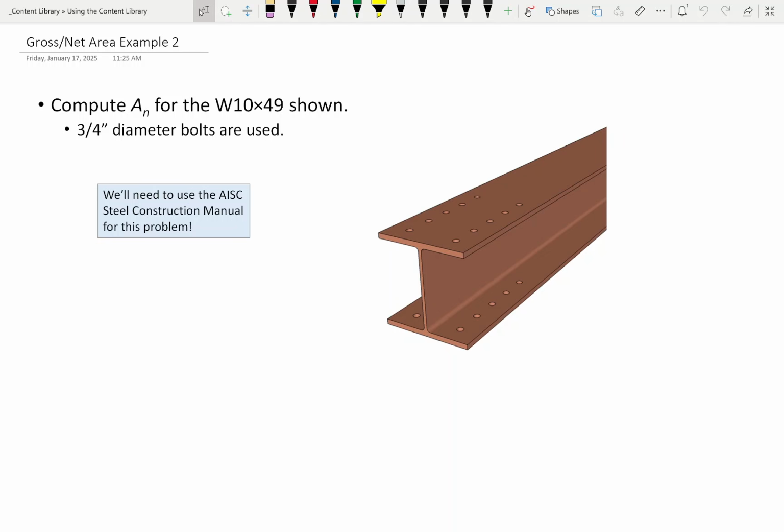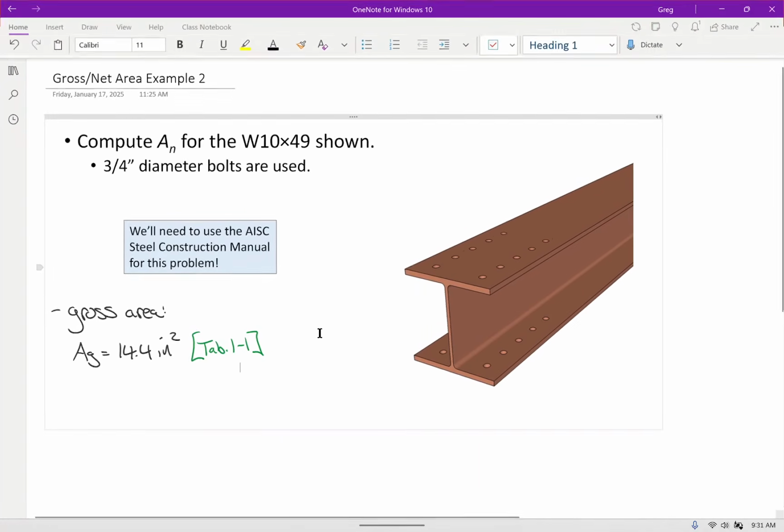For those of you that have it with you, does anybody have a value for the gross area? 14.4. Okay, so it's 14.4 square inches. And just tell me right off the bat, what table did you get that out of? Okay. And for those of you that do not have your manual, that's okay.